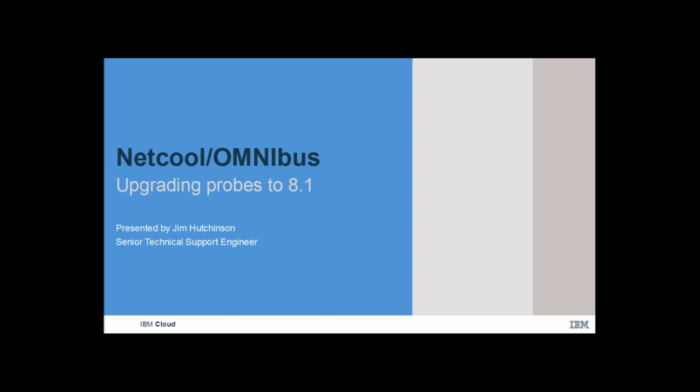That's great, thanks. So today we're going to walk through upgrading the Omnibus Probes on 8.1. Because 7.4 uses a different installation manager, we have to use the install manager for 8.1, so it's going to be a new installation. You're not really upgrading.